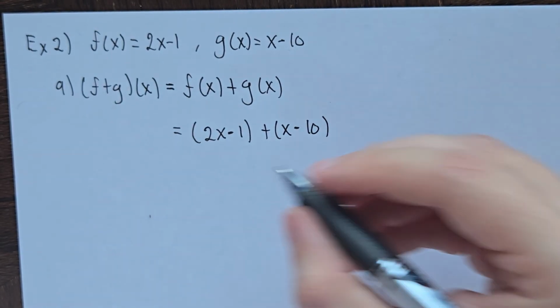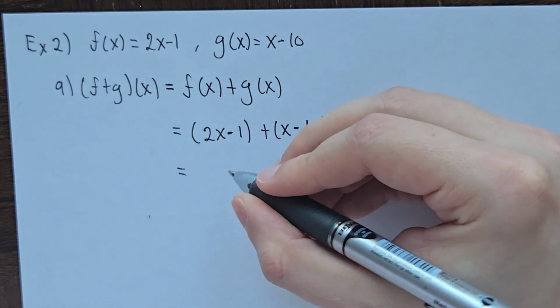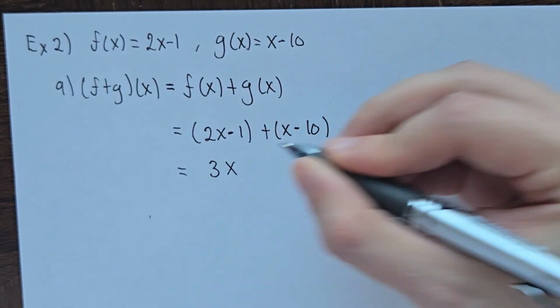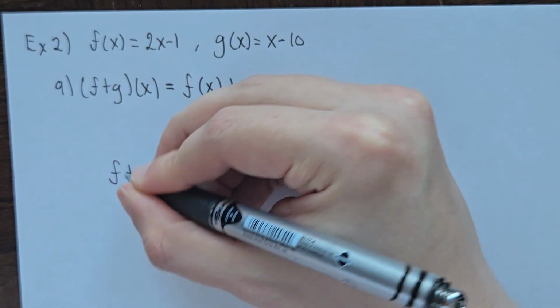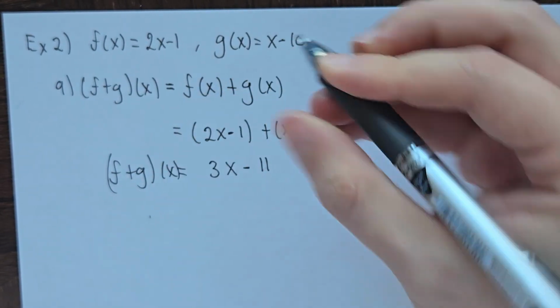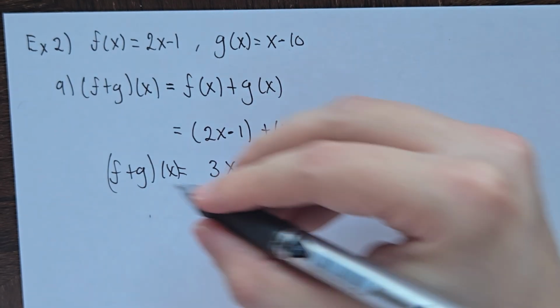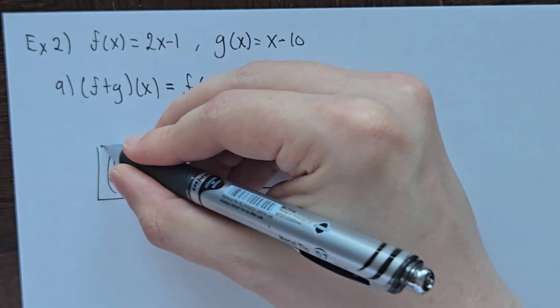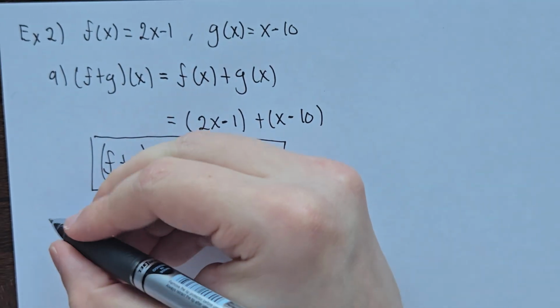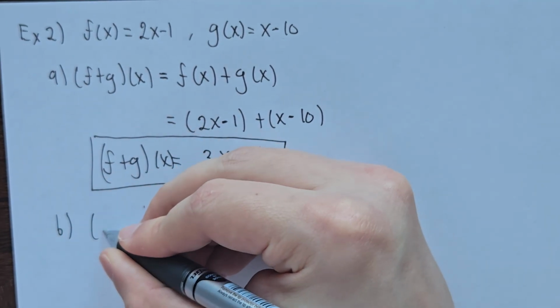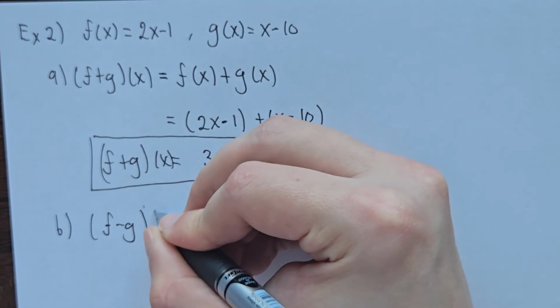So that means, if I simplify this, 2x plus x would give me 3x, and then minus 1 minus 10 would give me negative 11. So f plus g of x, whenever I add those functions, is just 3x minus 11. Okay? Let's look at the function difference. If I do f minus g of x.